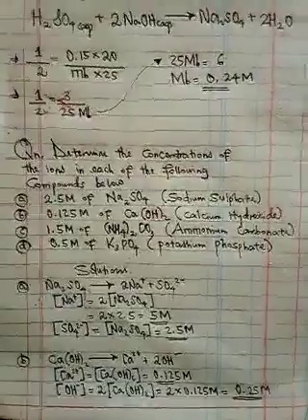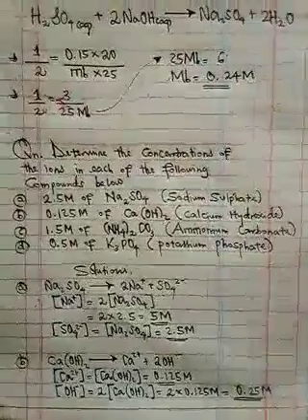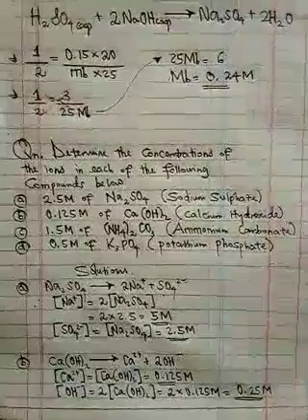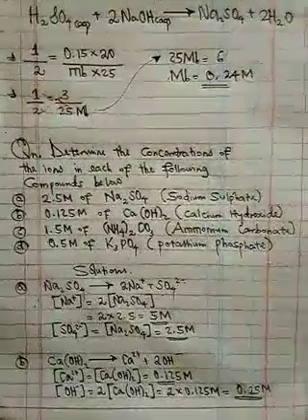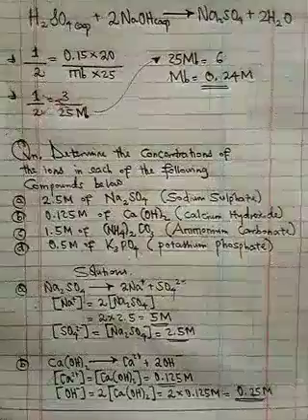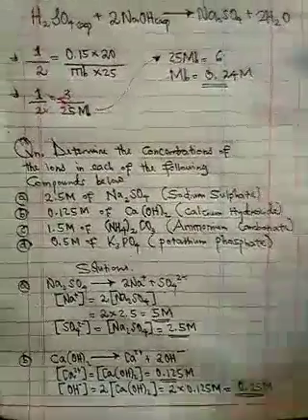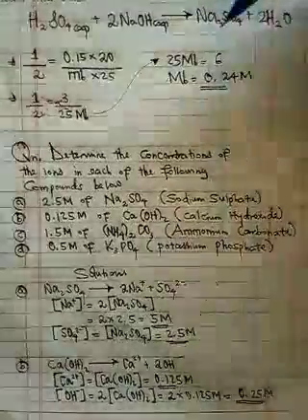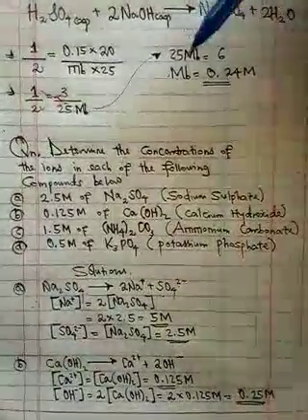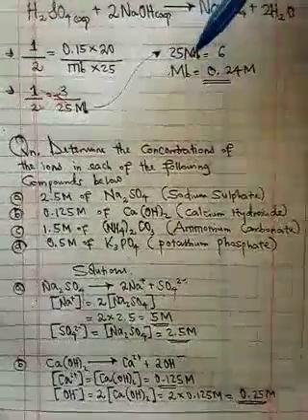Okay, so in this problem, we are going to be determining the concentrations of ions provided that a given ionic compound has been given. So the question says it like this. They're saying determine the concentrations of the ions in each of the following compounds below.